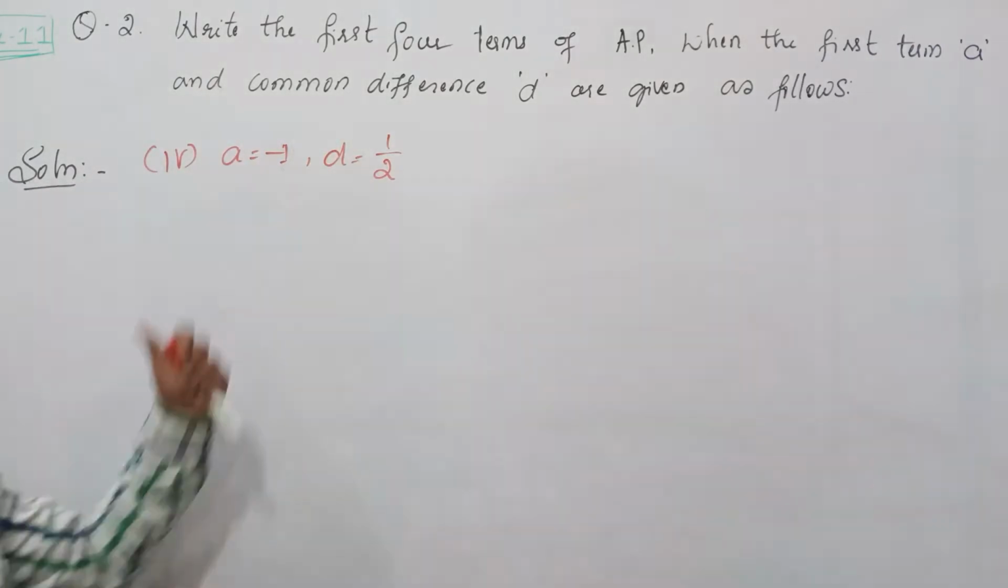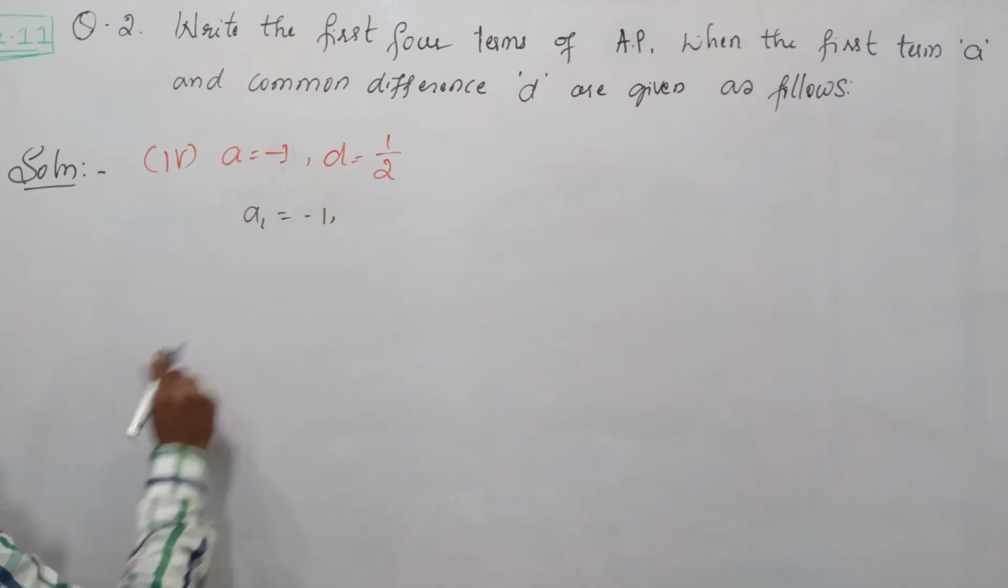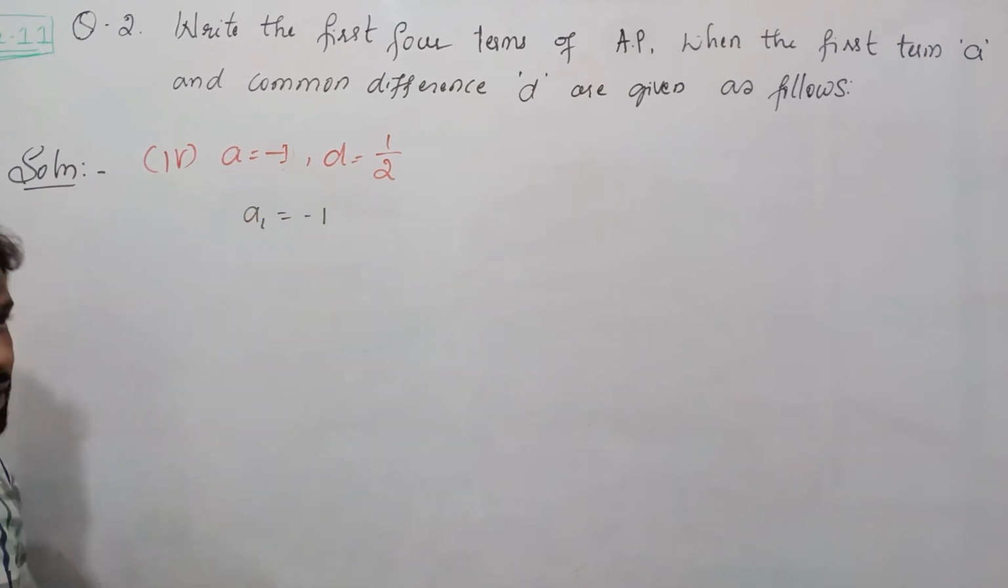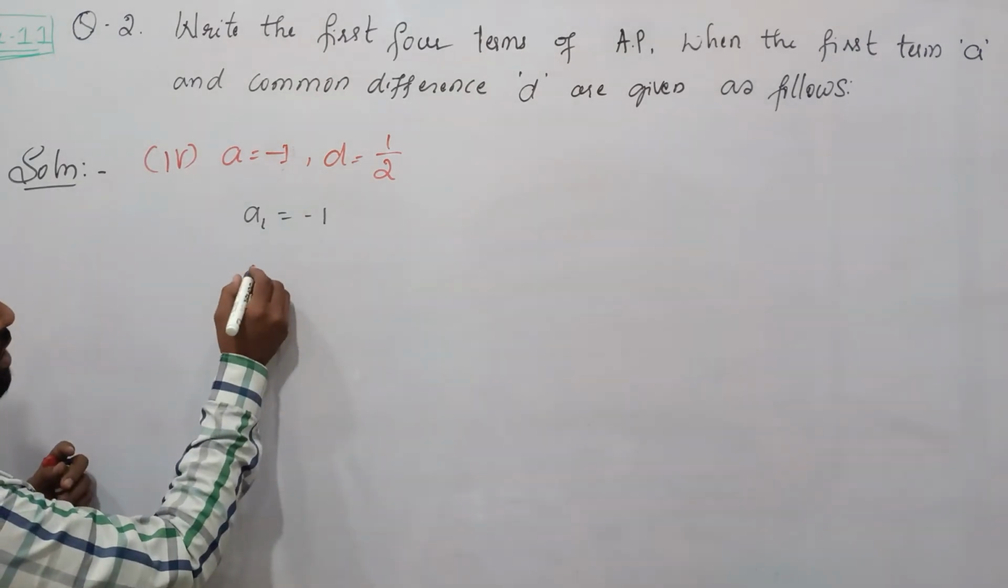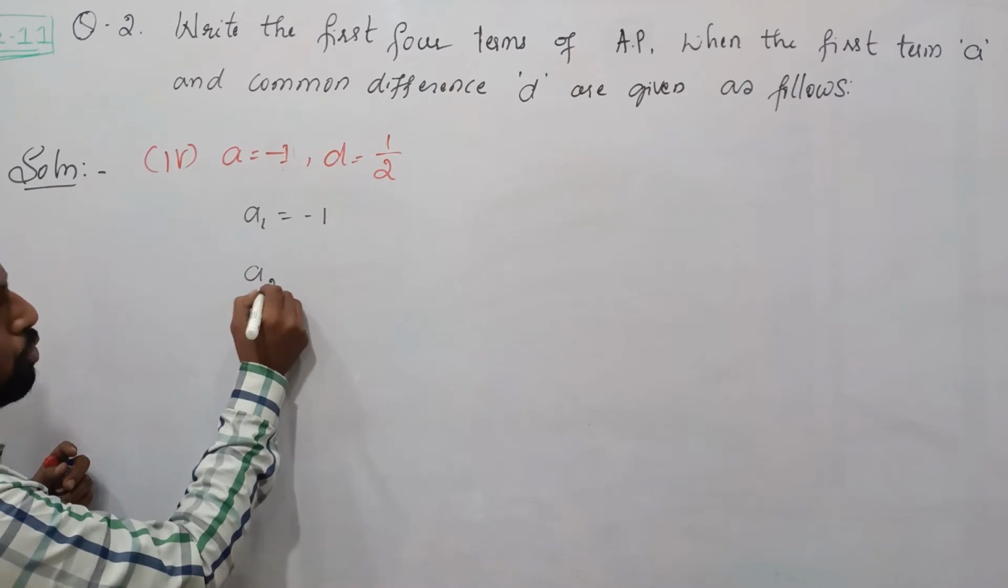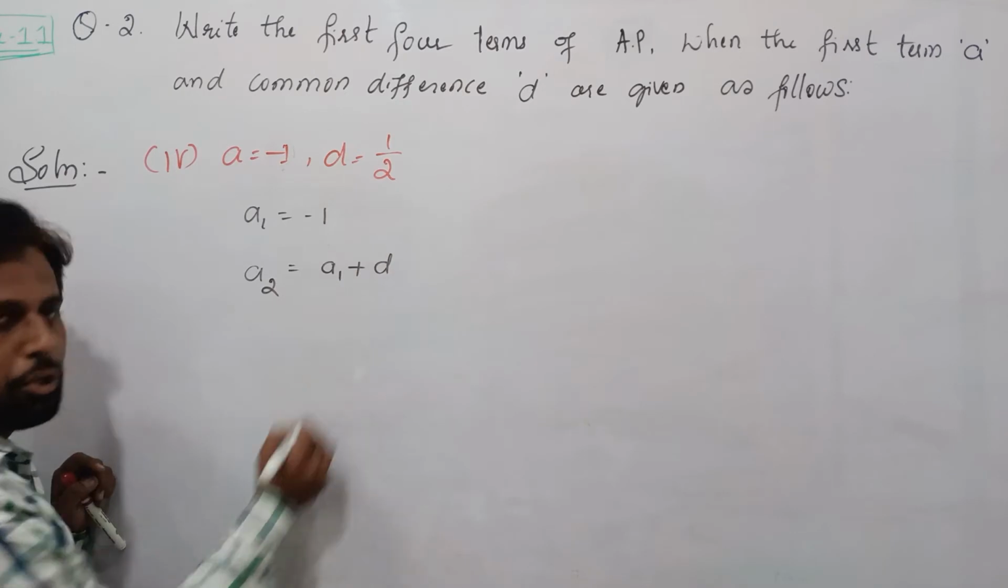Okay students, let's go for the fourth question. A1 is given as minus 1 and the common difference D is given as 1 by 2. As in my previous questions, I have said the same thing: if you want to find A2, you should do A1 plus D.